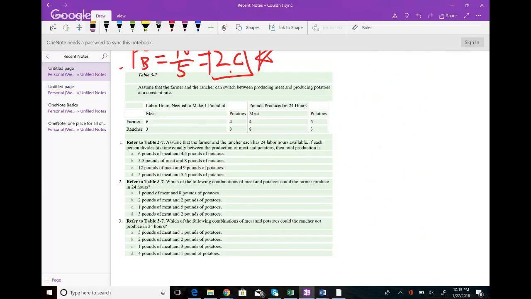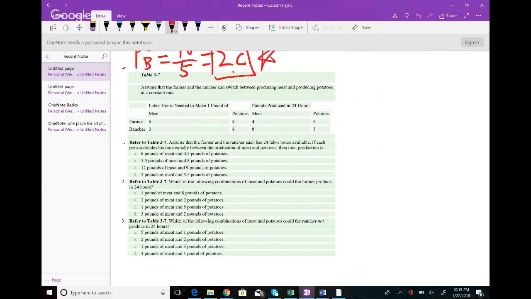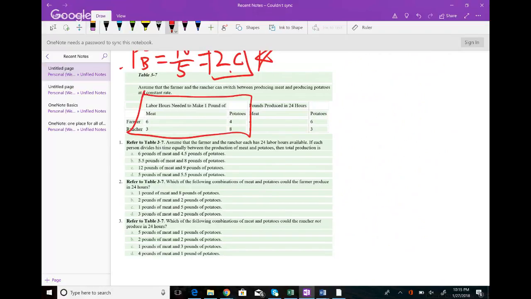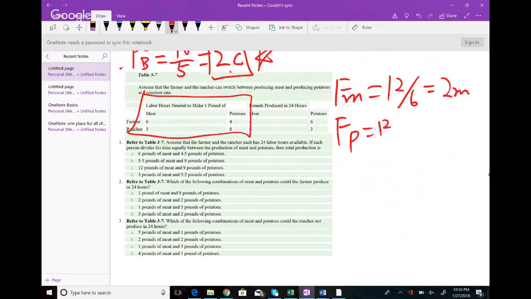All right, so let's redo number 1. Again, I'm going to use the table on the left. I'm going to do the farmer first. The farmer spends 12 hours producing meat. There are 6 hours each, so you're going to have 2 pounds of meat from the farmer. And for the farmer's potato, again 12 hours, at 4 hours each, that should give you 3 potatoes.